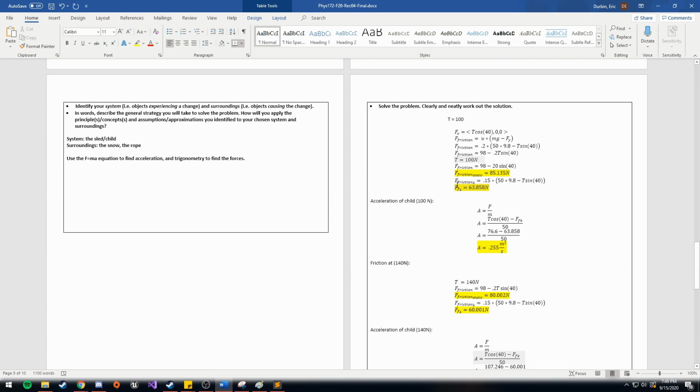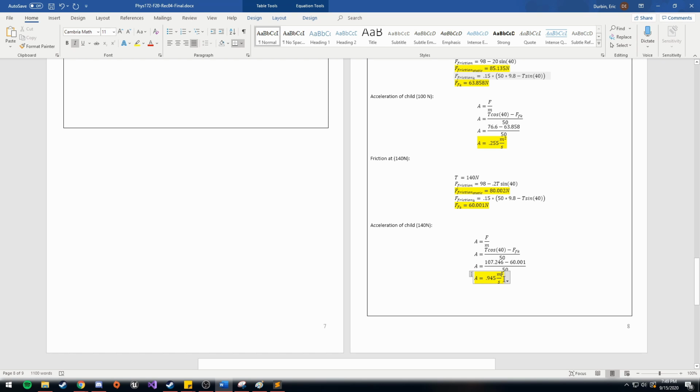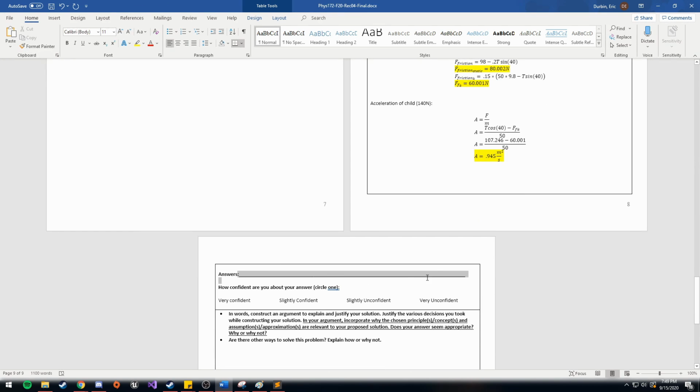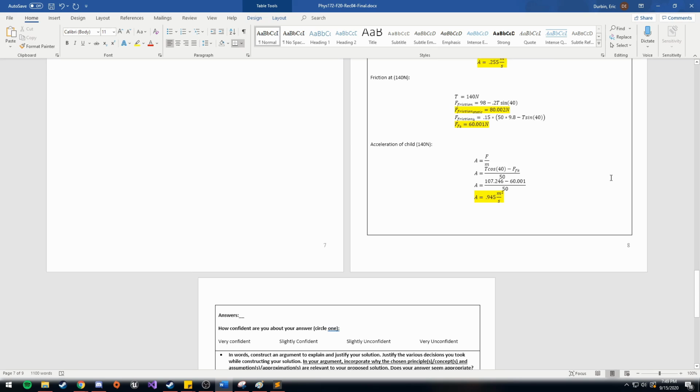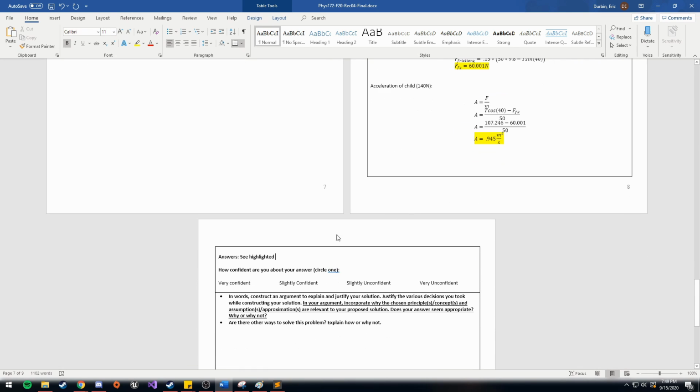Okay, answers. I highlighted them through my work. Can I just say see highlights? Yeah. Okay. Because they're all very clearly labeled. I just don't want to copy paste 7 things. 6. Don't forget units, guys. I know, I just realized I've been forgetting that.